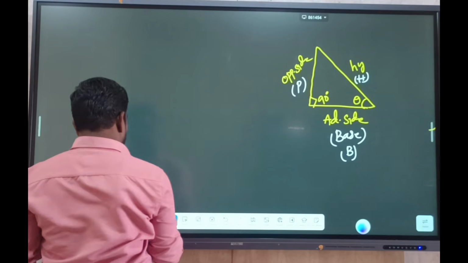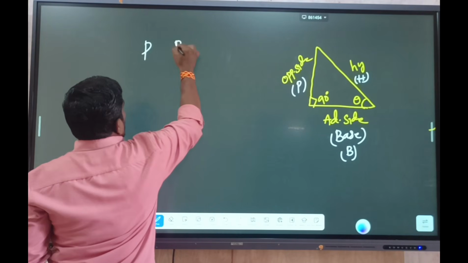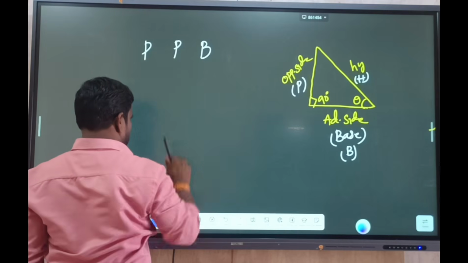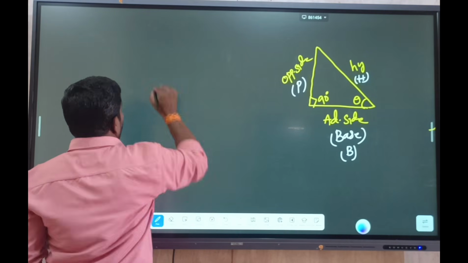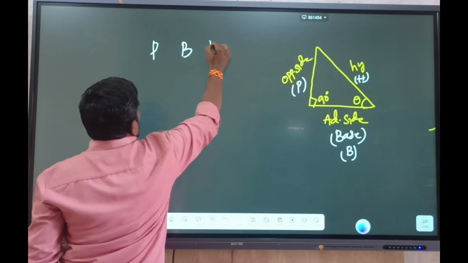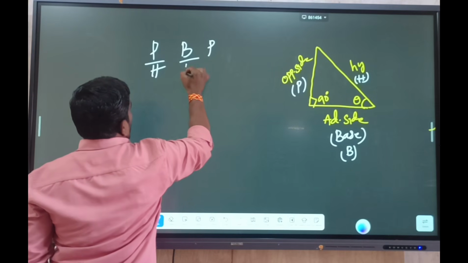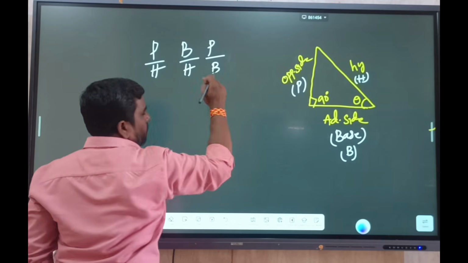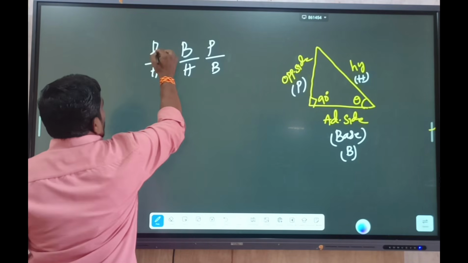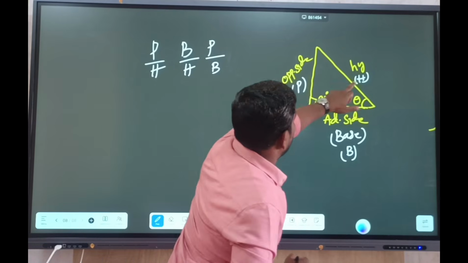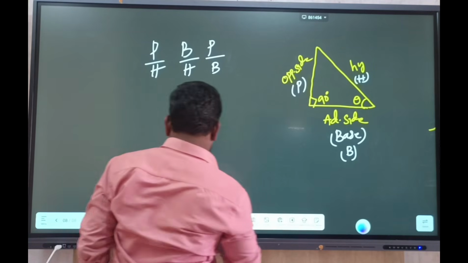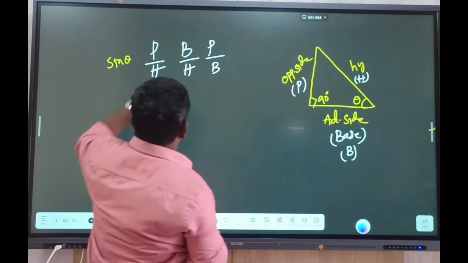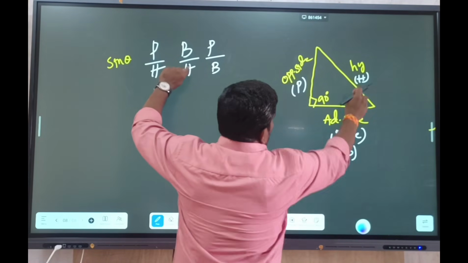Look here, the short name: Pappu bole pappu, hi hi. D means base. So perpendicular by H, opposite by hypotenuse, is sin theta. Remaining, B means base by H means hypotenuse.